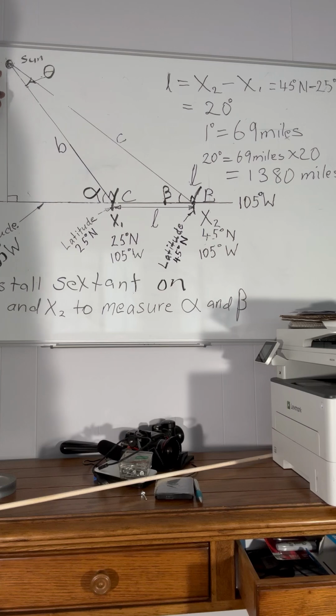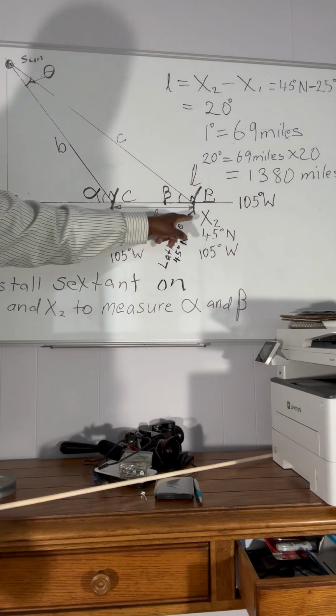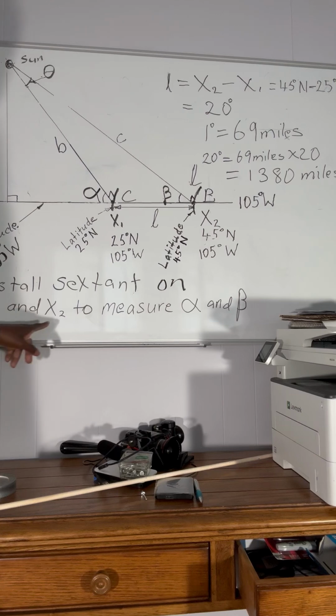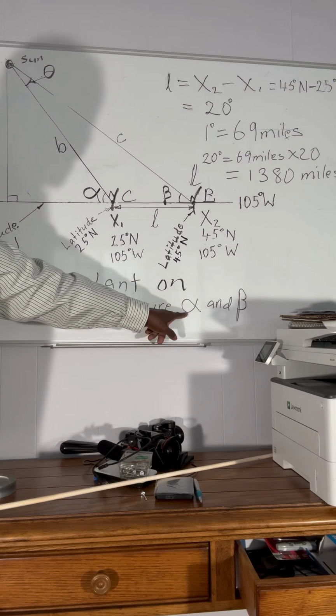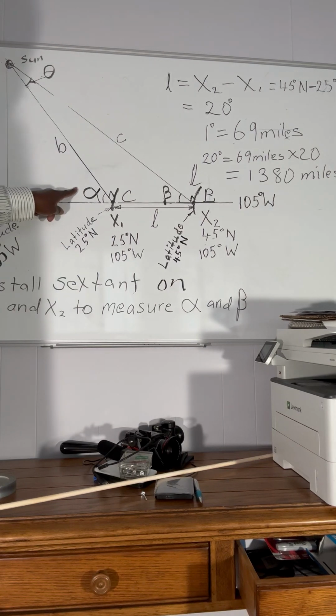These 2 points, the sun, sextant 1, sextant 2, they have to be on the same plane, a vertical plane. It should not lean. This one should not pass here or before here, the 105 west. Now, we installed sextants on X1 and X2 to measure angle alpha and angle beta. Angle alpha, angle beta.